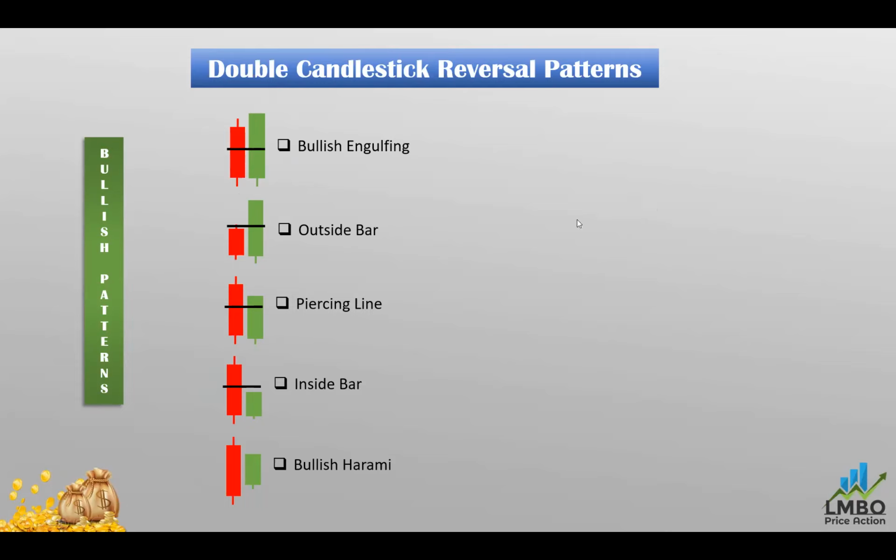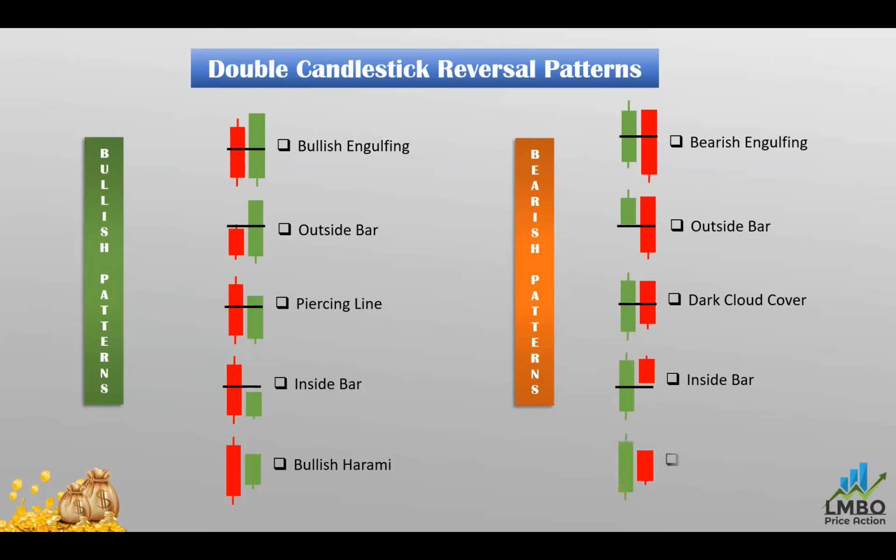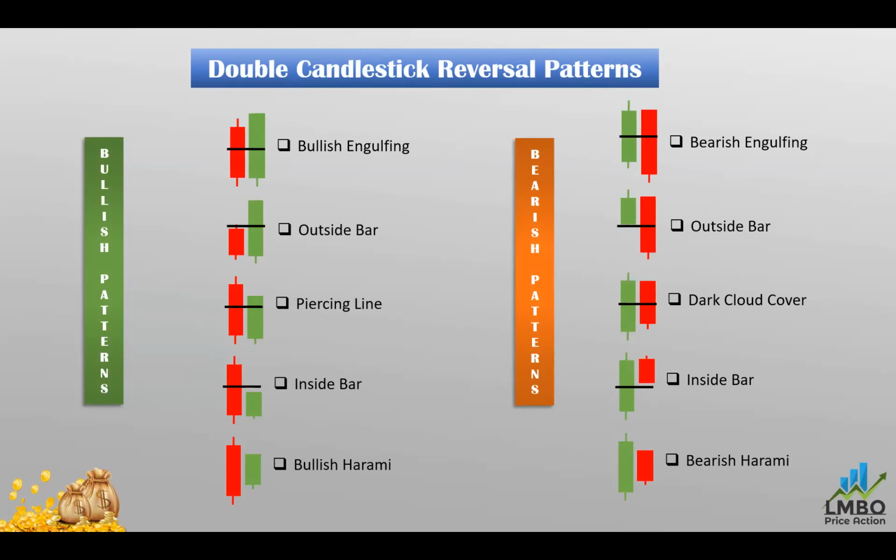And the same 5 patterns you will find in the opposite direction. Let's see. Opposite of bullish engulfing, same rule. Opposite of outside bar, same rule. Opposite of piercing line, what will be the name of this pattern? The dark cloud cover. And then inside bar, and bearish harami. So these are the 10 patterns which are the double candlestick patterns.